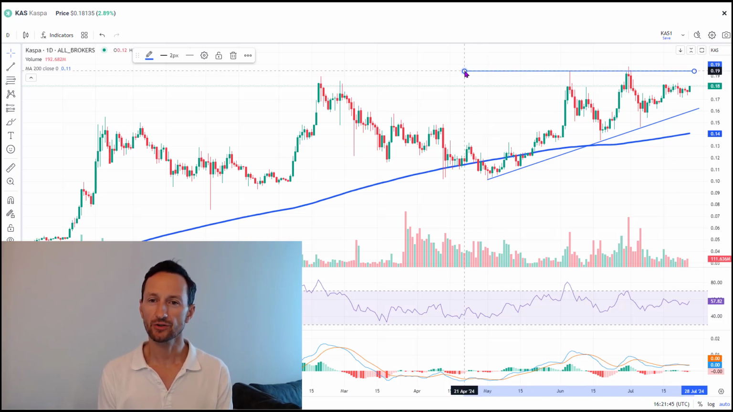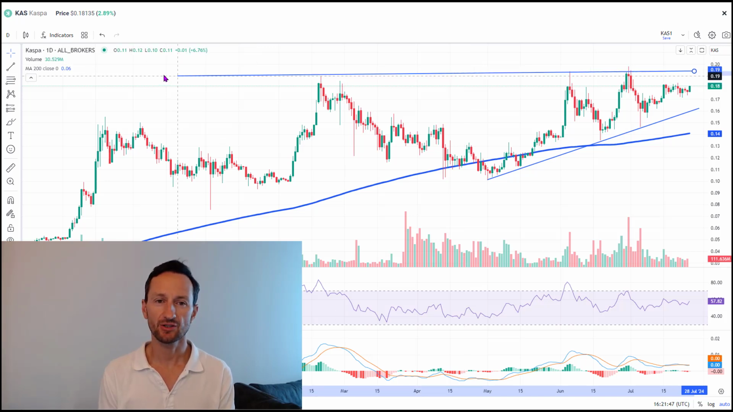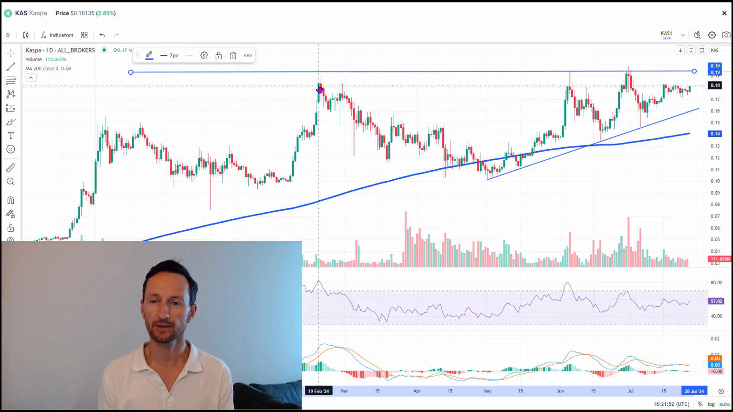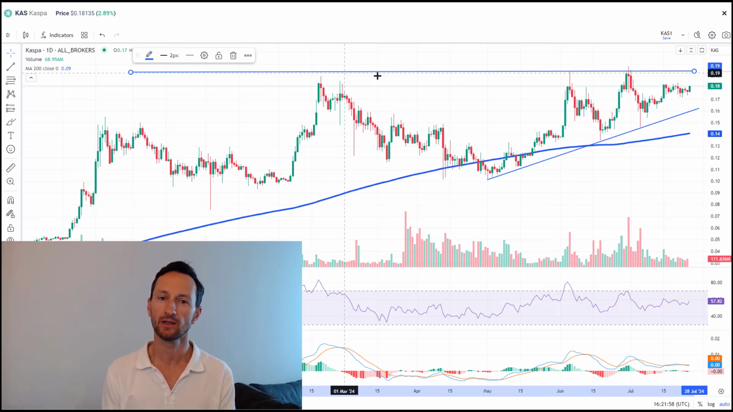But in terms of horizontal support and resistance, I've already demonstrated that the resistance is clear. You've got price that basically peaks around the same level every time it swings up. It peaked here, it peaked here. You've got 2 or 3 touch points. That's a resistance.